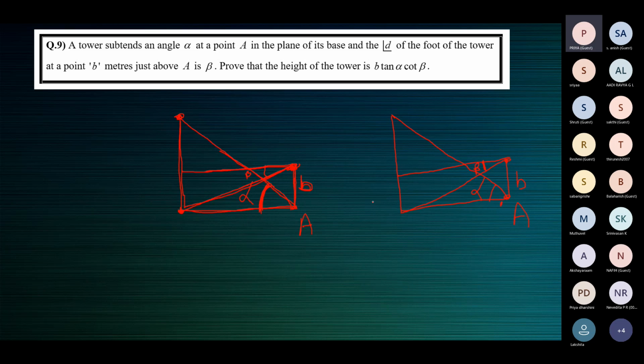If this is B, this is also B. We need to find the height of the tower. So we need to just find this and add B to it. See here, the result has B in it because B is a letter which is used in the question. Alpha, beta, B, all given in the information. Prove the height of the tower. That means this full height is given by B tan alpha cot beta.